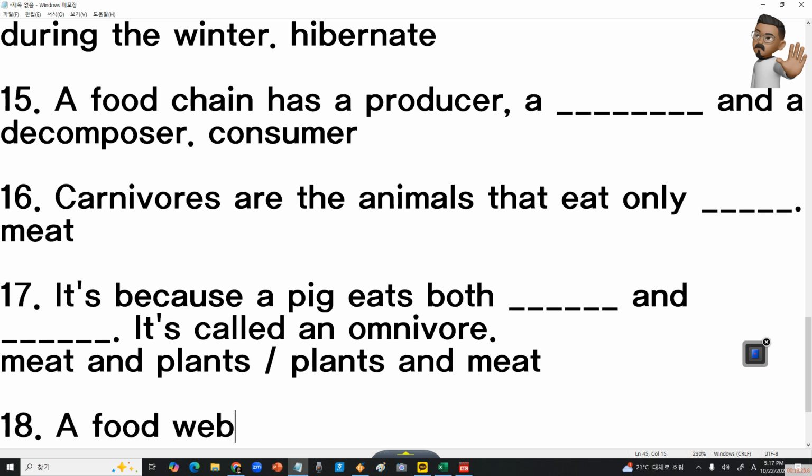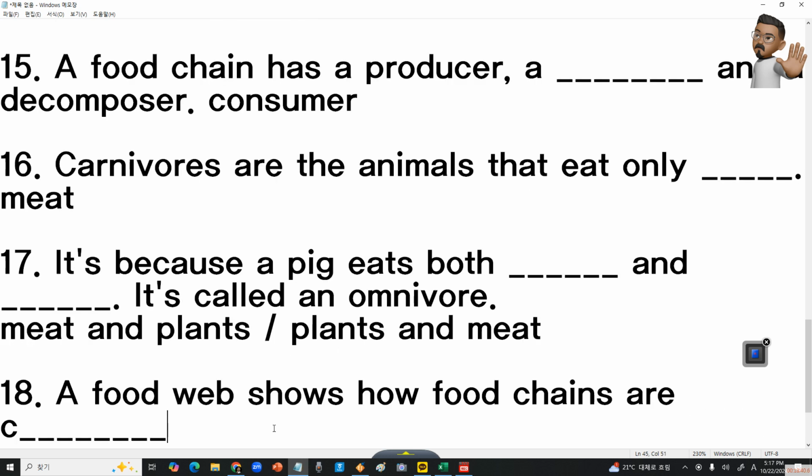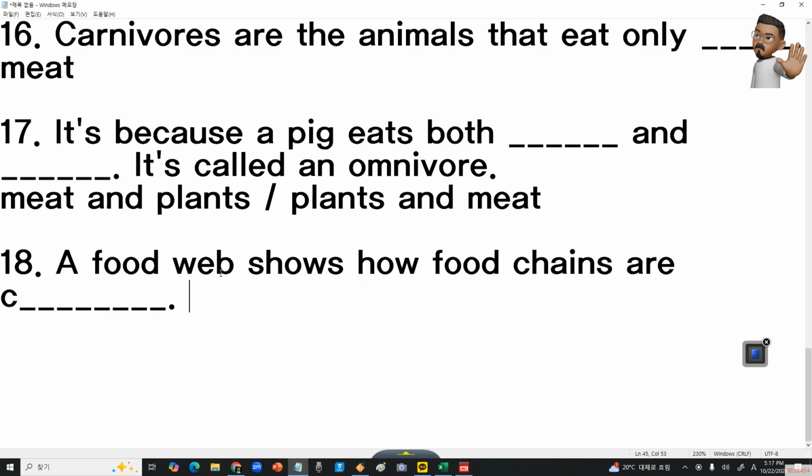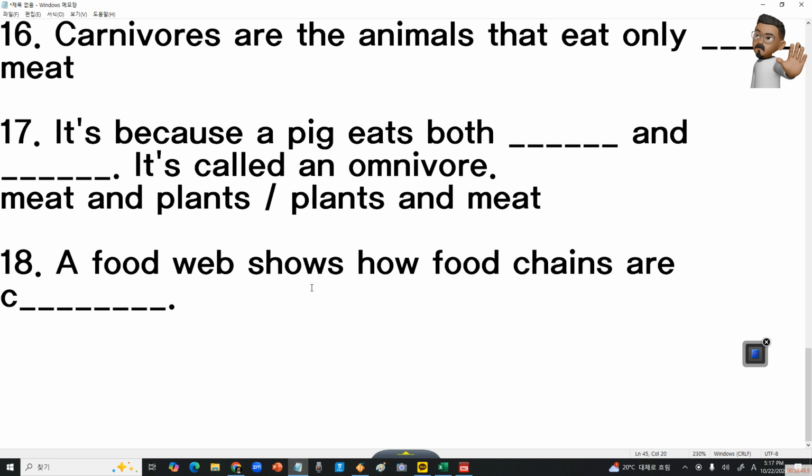A food web shows how food chains are blank. It starts with C. A food web shows how food chains are connected. You need to write the past participle. Okay, a food web shows how food chains are connected.